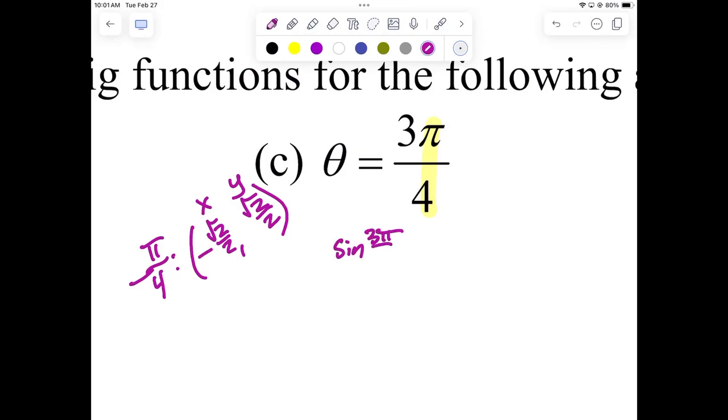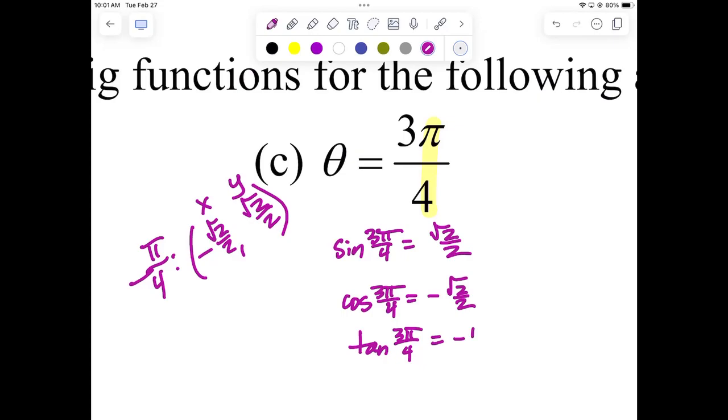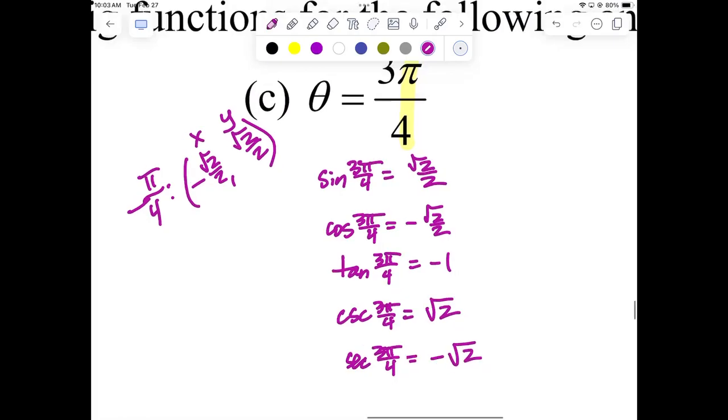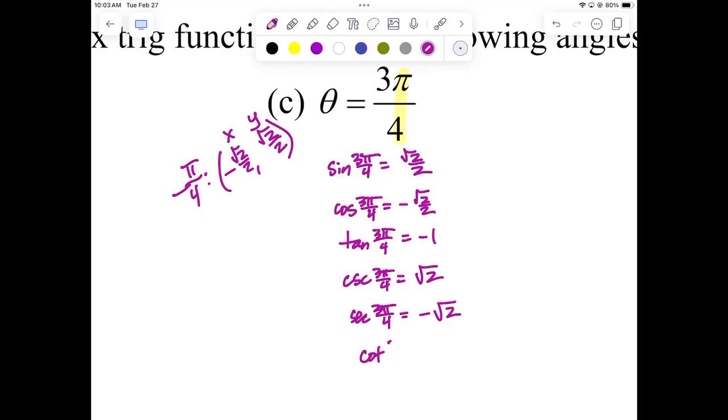Sine of 3 pi fourths is what? Square root of 2 over 2, yeah. Cosine of 3 pi fourths is negative square root of 2 over 2. Tangent of 3 pi fourths is negative 1. That's y over x. They're the same magnitude, opposite sides. Cosecant of 3 pi fourths is square root of 2. Fantastic. Secant of 3 pi fourths is negative square root of 2. Yeah, we're rolling now. And then cotangent of 3 pi fourths, negative 1.